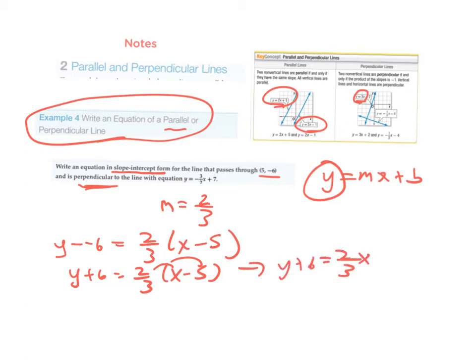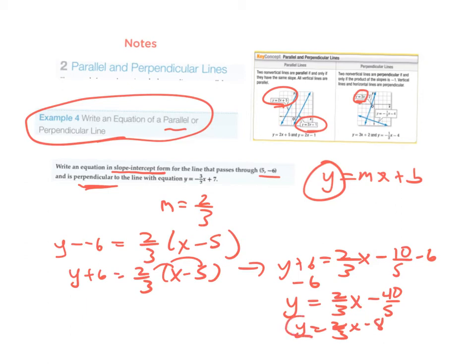2/3 x minus 10/3. But now I'm going to subtract my 6 from both sides to get rid of the 6. And so y will end up as 2/3 x, and when I subtract 6, that will end up being minus 10 over 3 minus 18 over 3, which will reduce to minus 28 over 3. And there's our new equation.